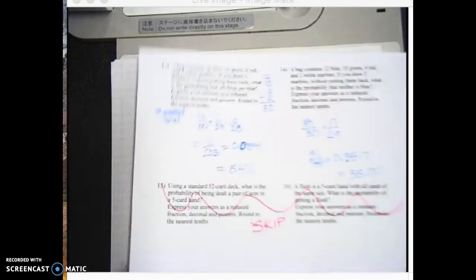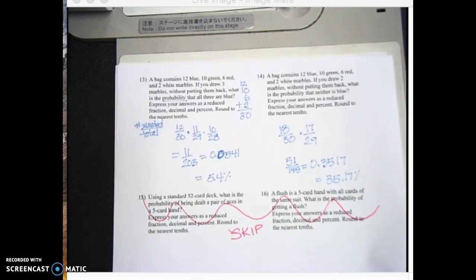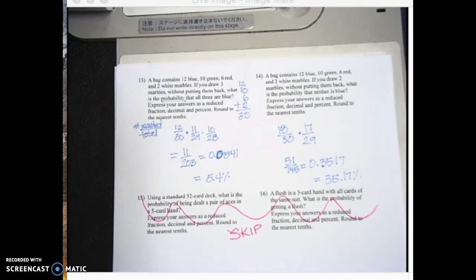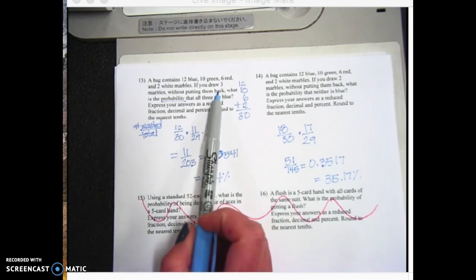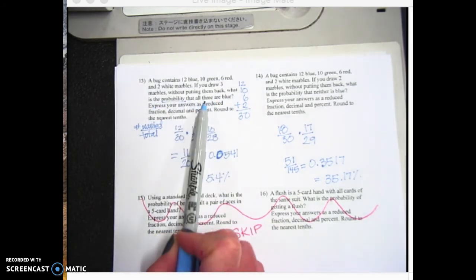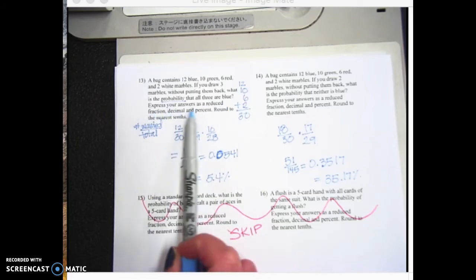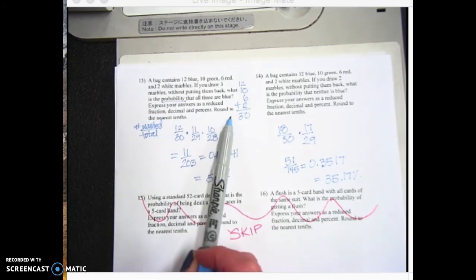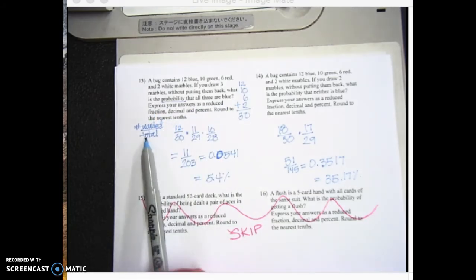Jumping to the top of page 3, we have a bag that contains 12 blue, 10 green, 6 red, and 2 white marbles. If you draw 3 marbles without putting any of them back, what is the probability that all 3 are blue? Express your answers as a reduced fraction, decimal, and percent. Round to the nearest tenth. So for probability, you want the number wanted out of the number total.